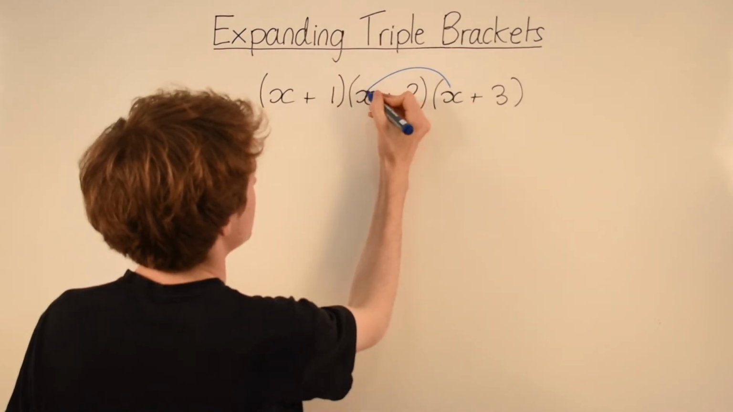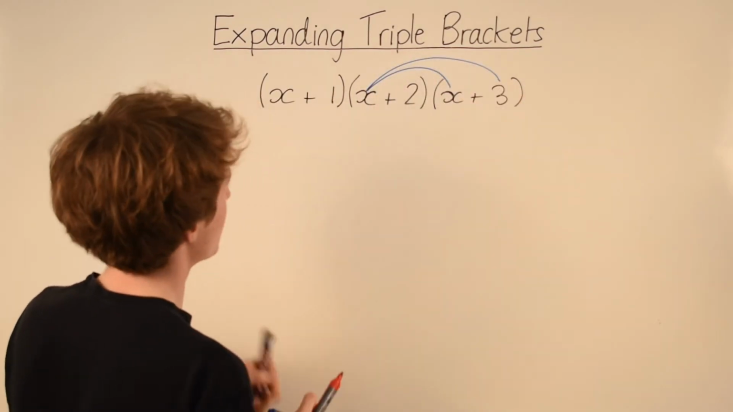So we'll have 2 joining the x up to the 2 terms here. And then we'll have another 2.